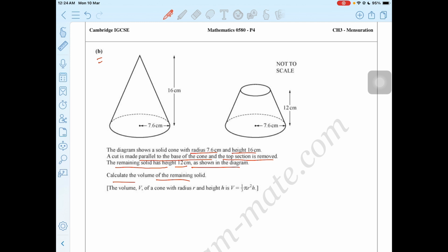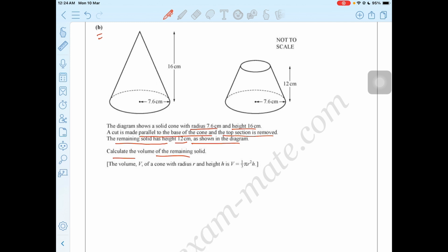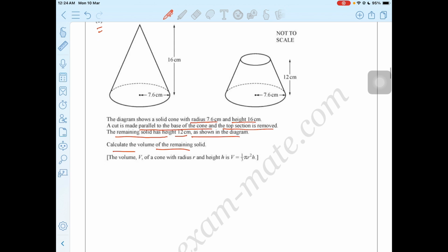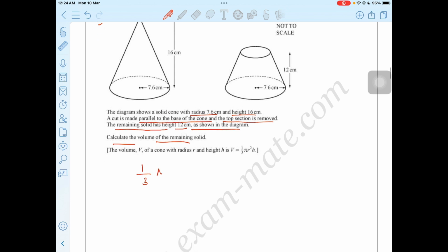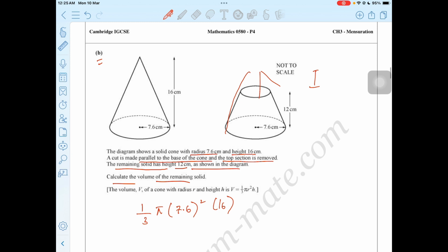We have the volume of a cone. Let's first calculate the volume of the cone. So this would be 1 upon 3 pi. We have radius as 7.6 squared. Then we have height as 16, right? So then we can calculate this. What we can do is we can calculate the height of this. The height of this would be 16 minus 12, which is 4, right?